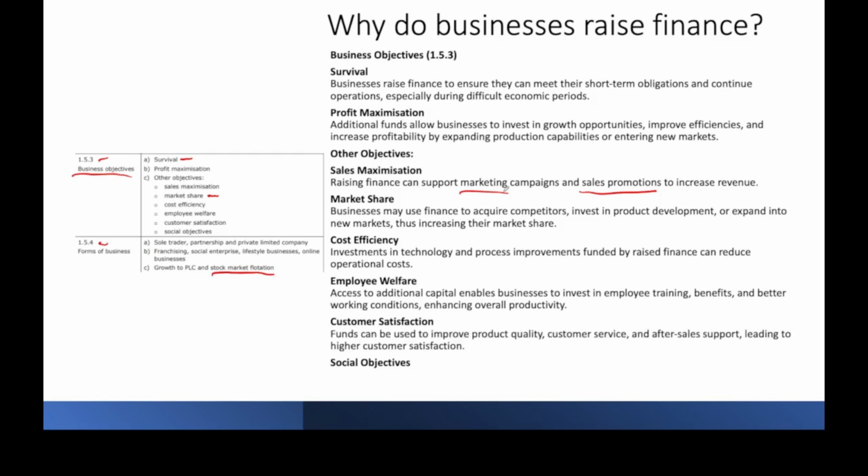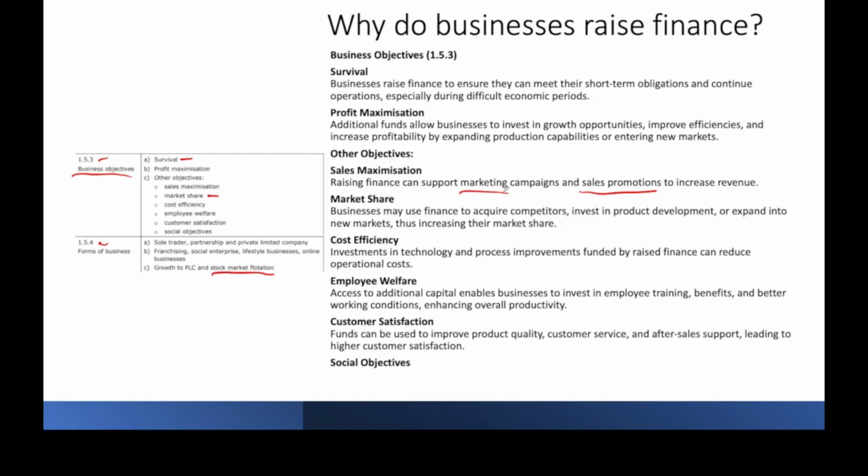Then we can think about customer satisfaction. Well, what do we do about that? Well, speaking to customers, listening to customers costs money. It might lead to more sales down the road, but in the short term, that extra customer contact will cost money.